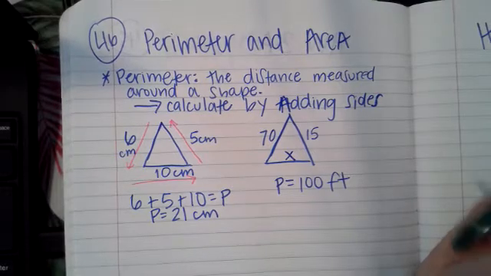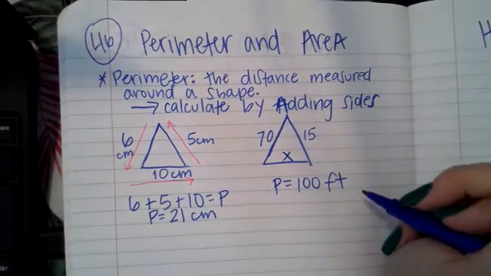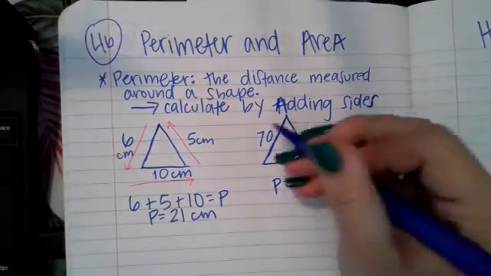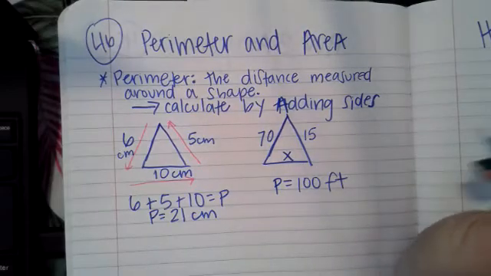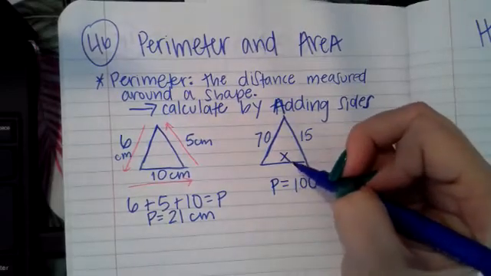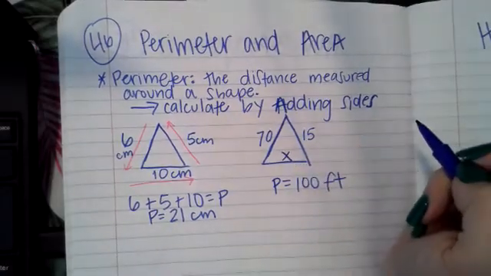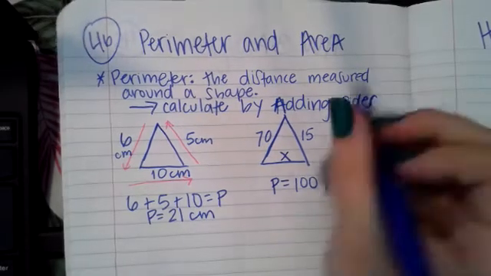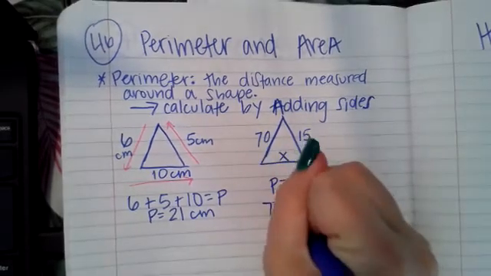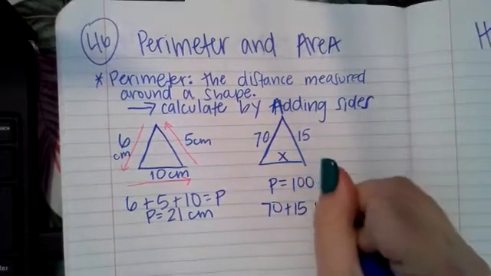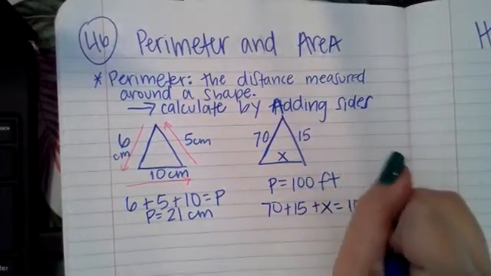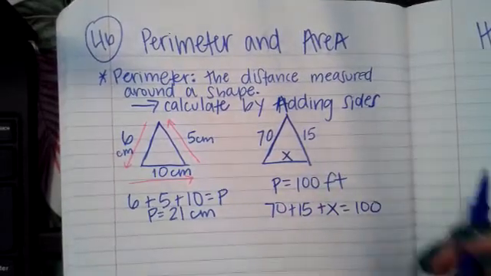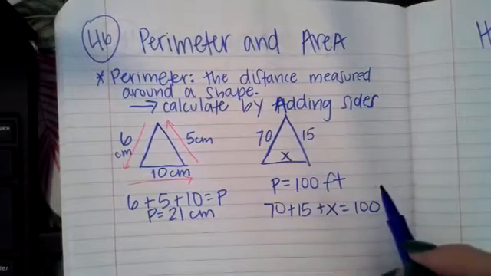But I don't necessarily need the third side length, because I can use the perimeter and the other two values that I'm given to figure out what the missing side length is, because I know to find perimeter, all I have to do is add up all the sides. So I know that 70 plus 15 plus x, that should all be equal to 100, because that's my perimeter. That total distance around should be 100 feet.